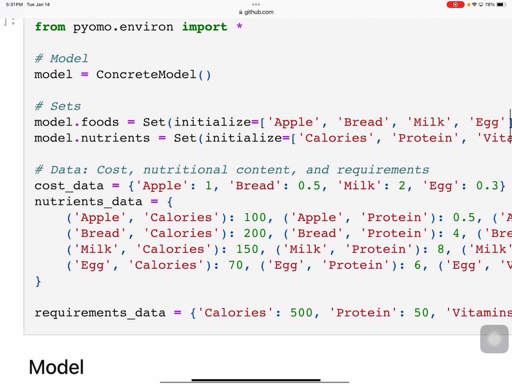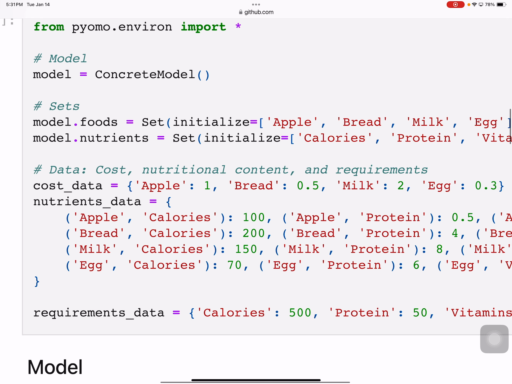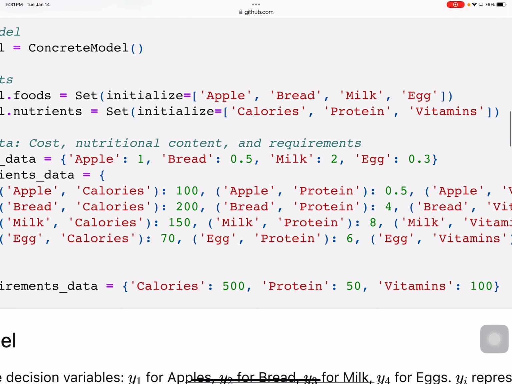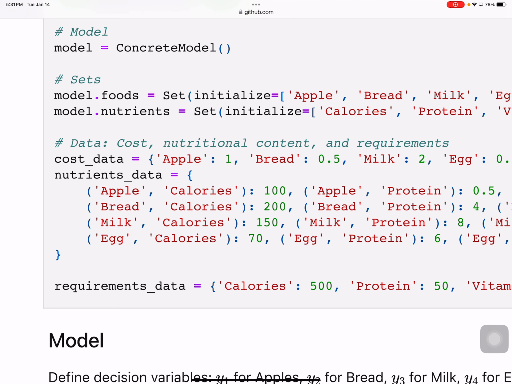And then for the nutrients, we are talking about two-dimensional data. We need to define the nutrient content for each food item and each nutrient. So there are different combinations, like the calories for apple, bread, milk, and egg, and protein, and so forth. This is like a table, and this is how you can define a table using a dictionary. Similarly, you have the requirements written as a dictionary. All the data you can just write as dictionaries if you are dealing with a small model.